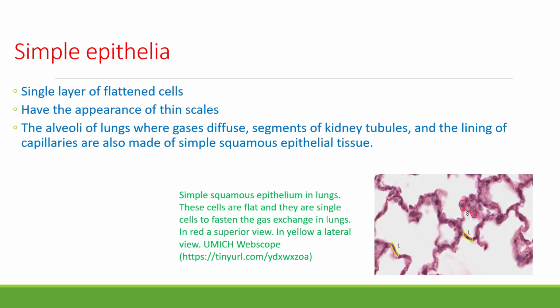Simple epithelia's function is not protection. It is not capable of protecting the tissue underneath because it's just a single layer of cells. I want you to think about this for a second: the lining on the inside of your mouth. The lining on the inside of your mouth is stratified epithelial tissue because you have multiple layers there, and it protects the tissue that's underneath of that.